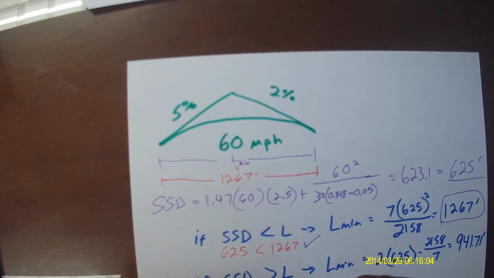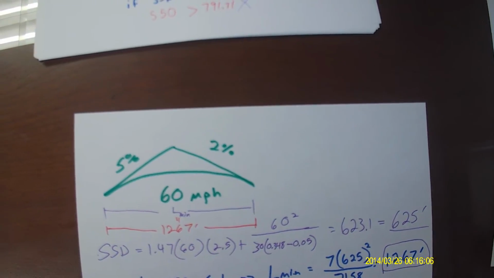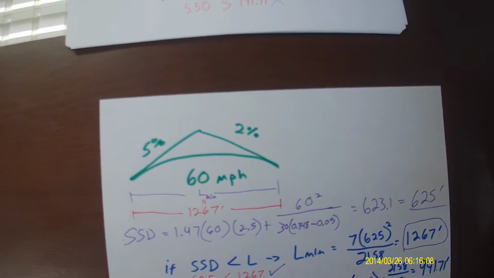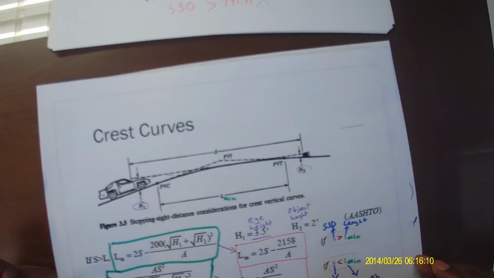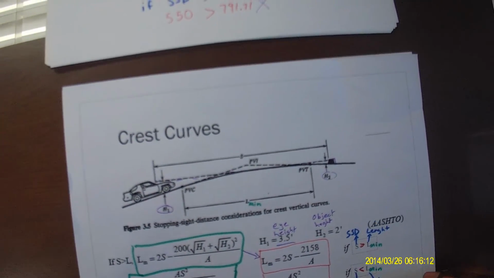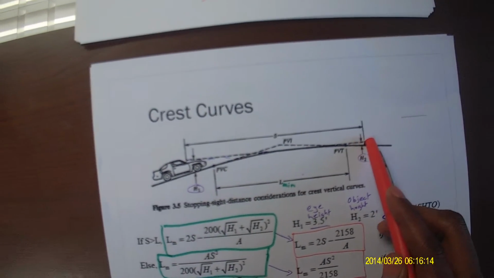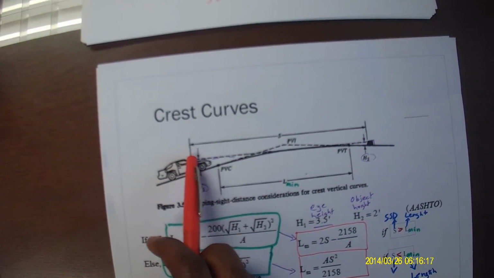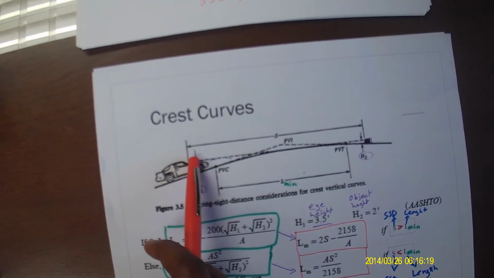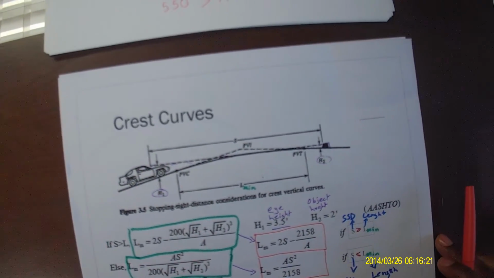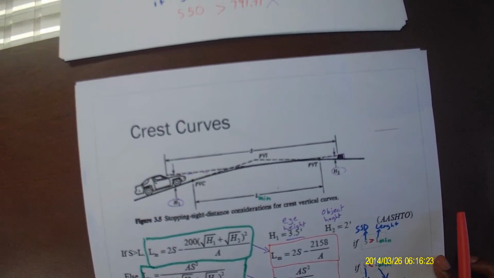Because in doing so, I will be providing a stopping sight distance that is sufficient for any object on the road in a sight line, or sorry, an eye height of 3.5 feet above the surface of the road.